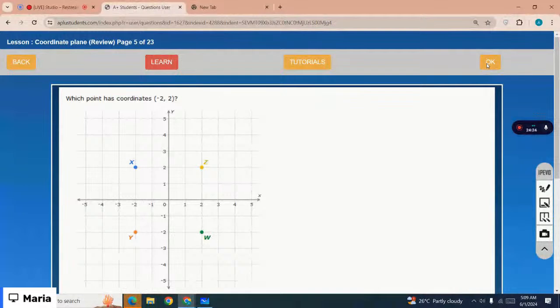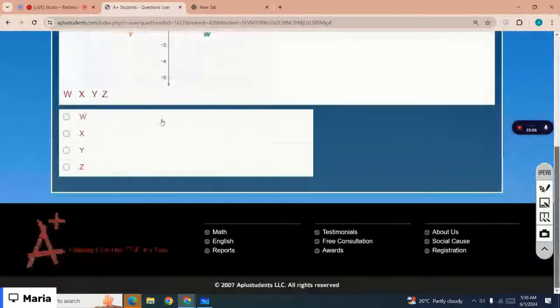Which point has the coordinates -2 and 2? So which is the correct option? x is -2 and y is 2. X is the correct option.